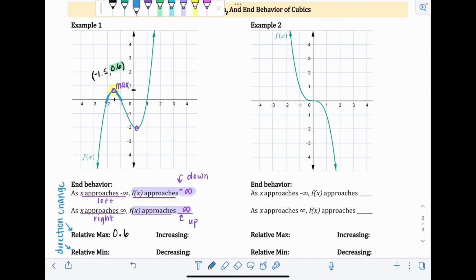And then for this point, it is lower than the point surrounding it. It's kind of like the bottom of a well or something, where it's at the bottom of something, it's lower than the points around it. So that would be a minimum.